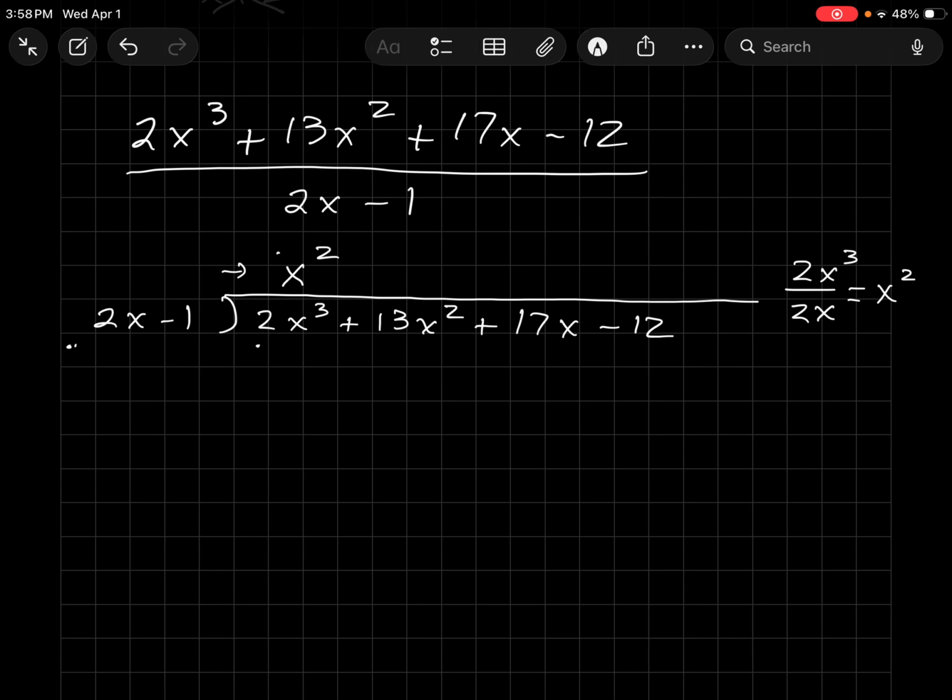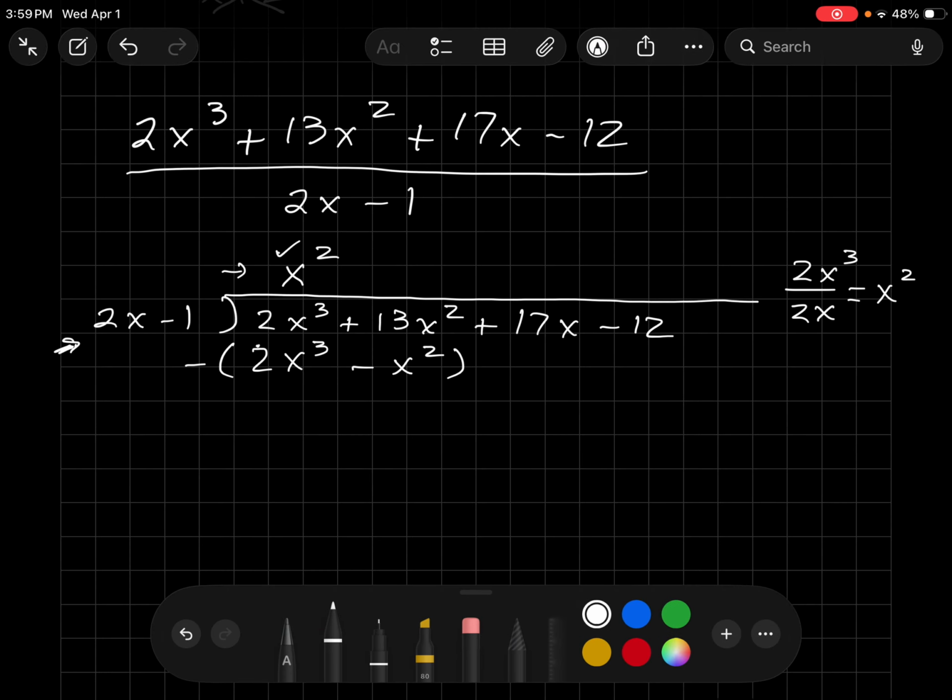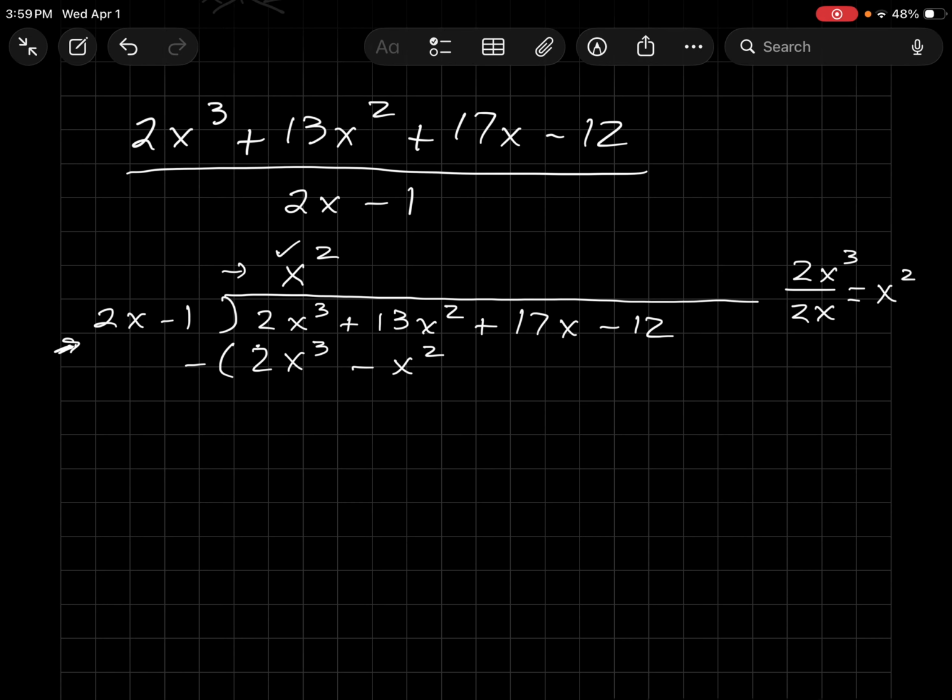But now I'm going to take that term and multiply it by everything over here in my divisor. So x squared times 2x gives me 2x cubed. x squared times negative 1 gives me negative x squared. Don't forget we need to subtract this. In fact, let me get rid of that parentheses right there, because I have terms right above it. And in this line here, I'm going to put down plus 0x plus 0, so to match all my terms together.